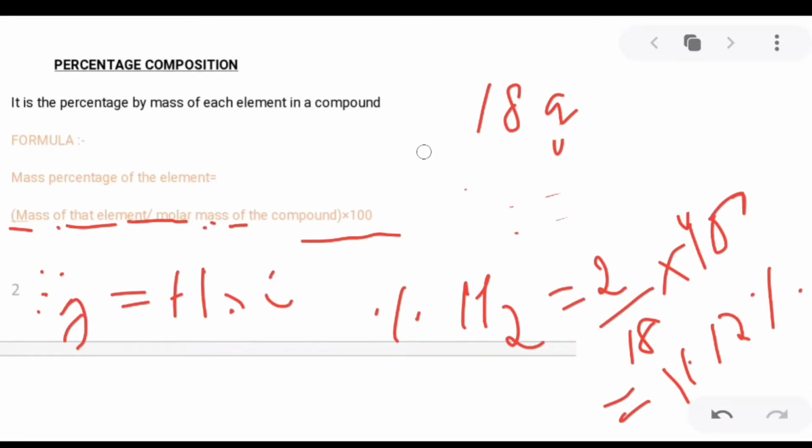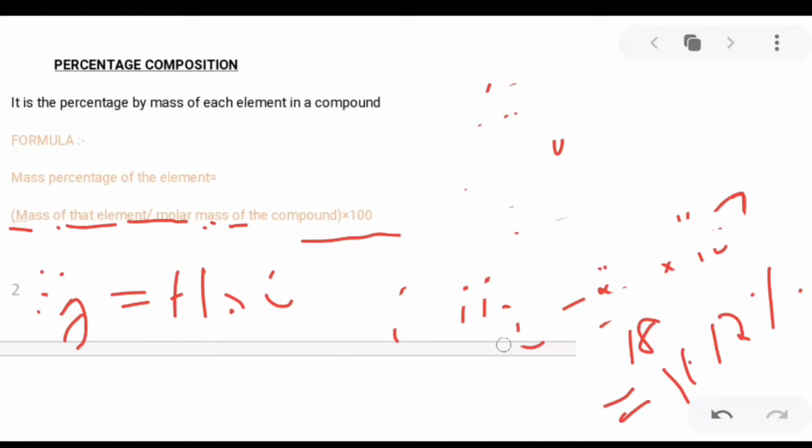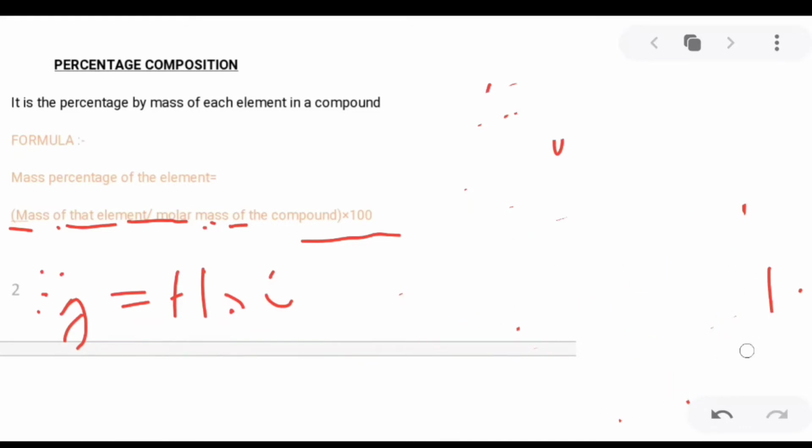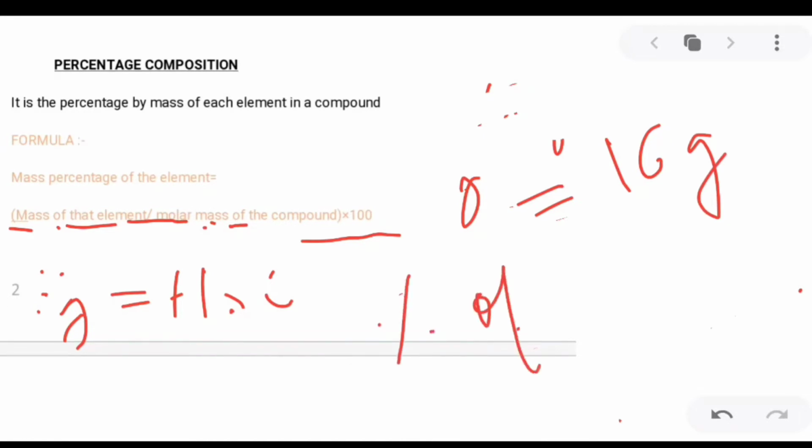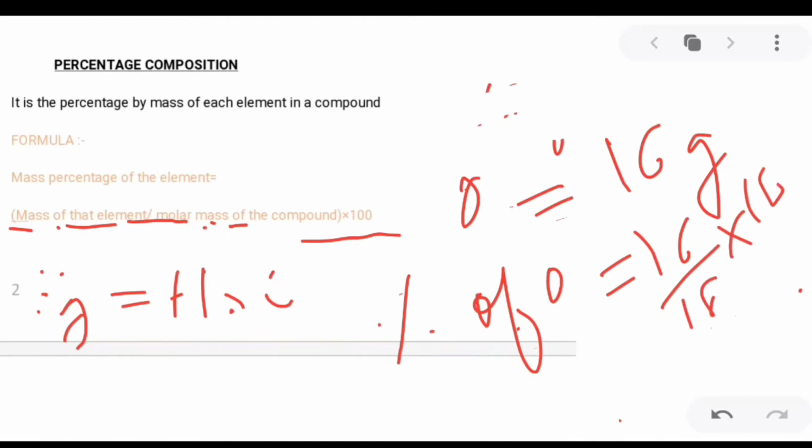Okay. Now if you want to calculate the mass percentage composition of oxygen, then you must also know the mass of oxygen. So we know the mass of oxygen is 16 gram. Therefore, percentage composition of oxygen is equal to 16 by 18 into 100 is equal to 88.8%. So this is how we can calculate the percentage composition of any element in a compound.